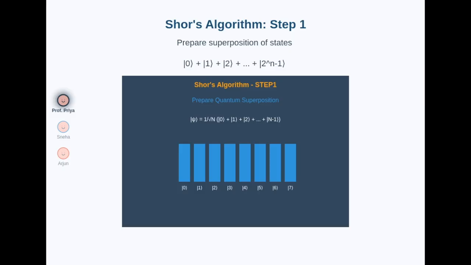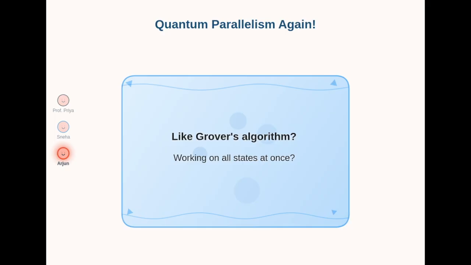Here's how Shor's algorithm works. Step 1. We prepare a quantum superposition of all possible input states from 0 to 2^n minus 1. This gives us quantum parallelism across all possible inputs. Ah, I see. This is like Grover's algorithm where we work on all possible states simultaneously using quantum superposition, right?